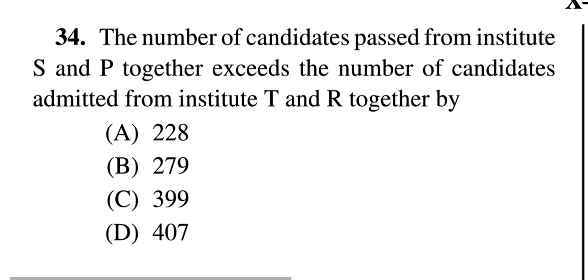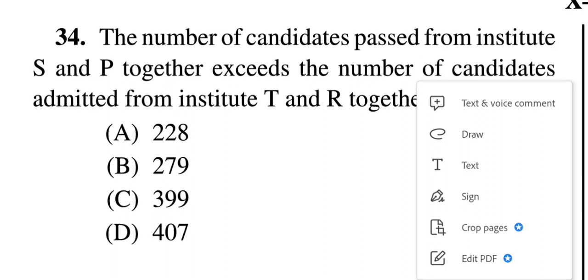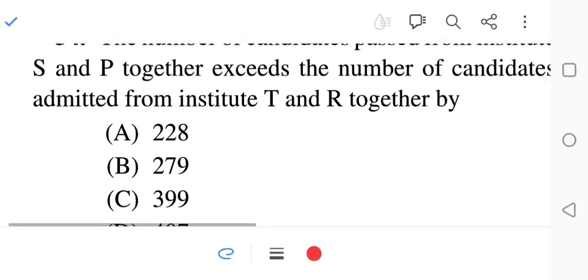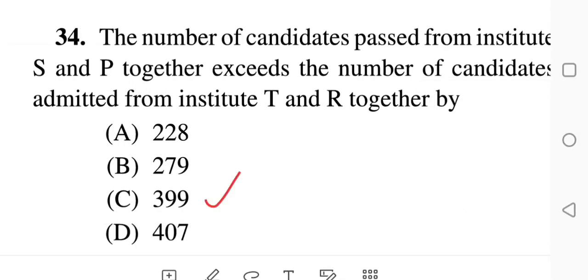Proportionate. Number 34. It says the number of candidates passed from institute S and P together exceeds the number of candidates admitted from institute T and R together by what? 228, 279, 399, 407. So this kind of question you cannot solve just by reading. You have to use your brain, and then you have to solve this question.